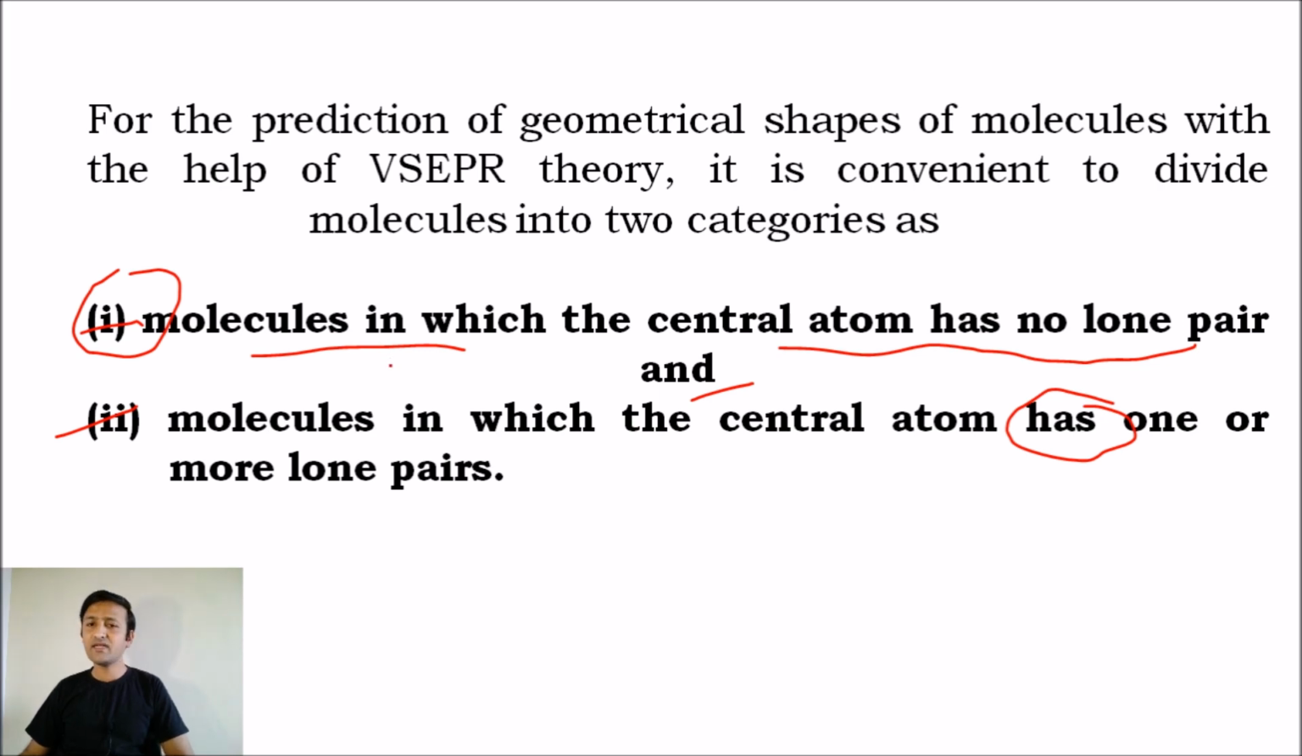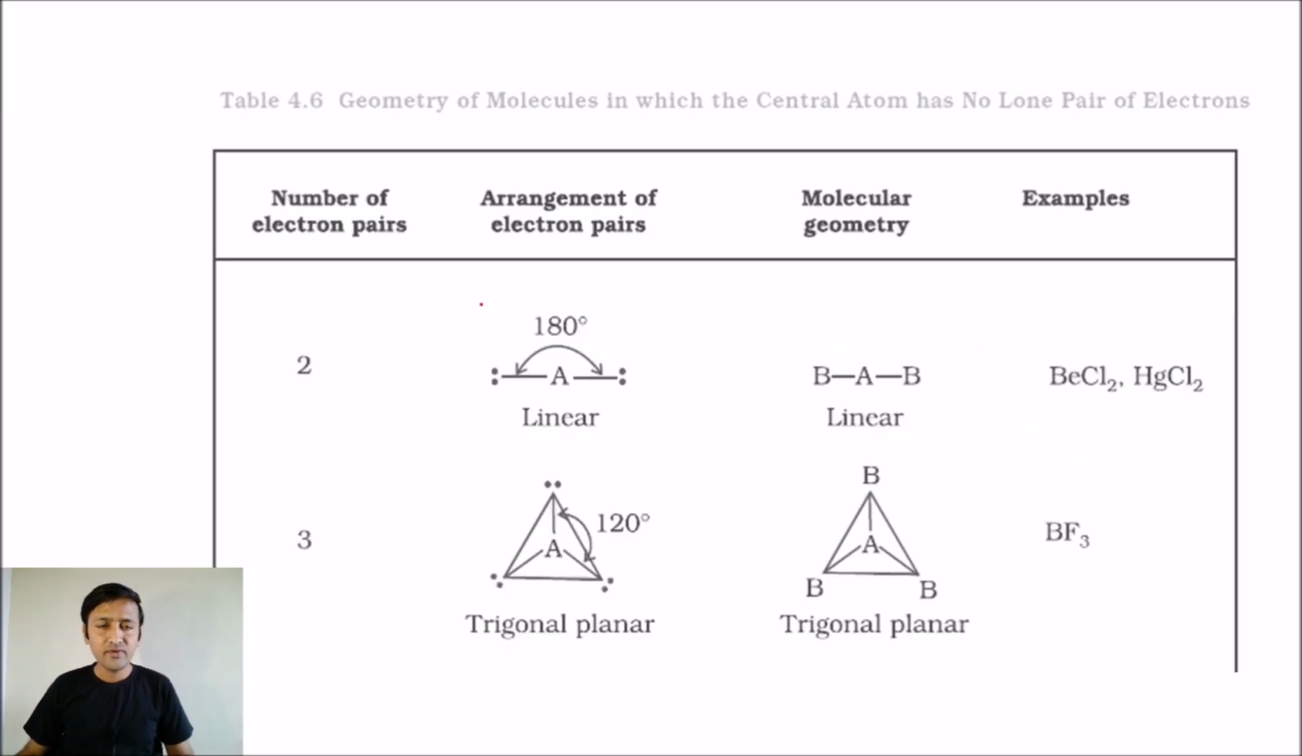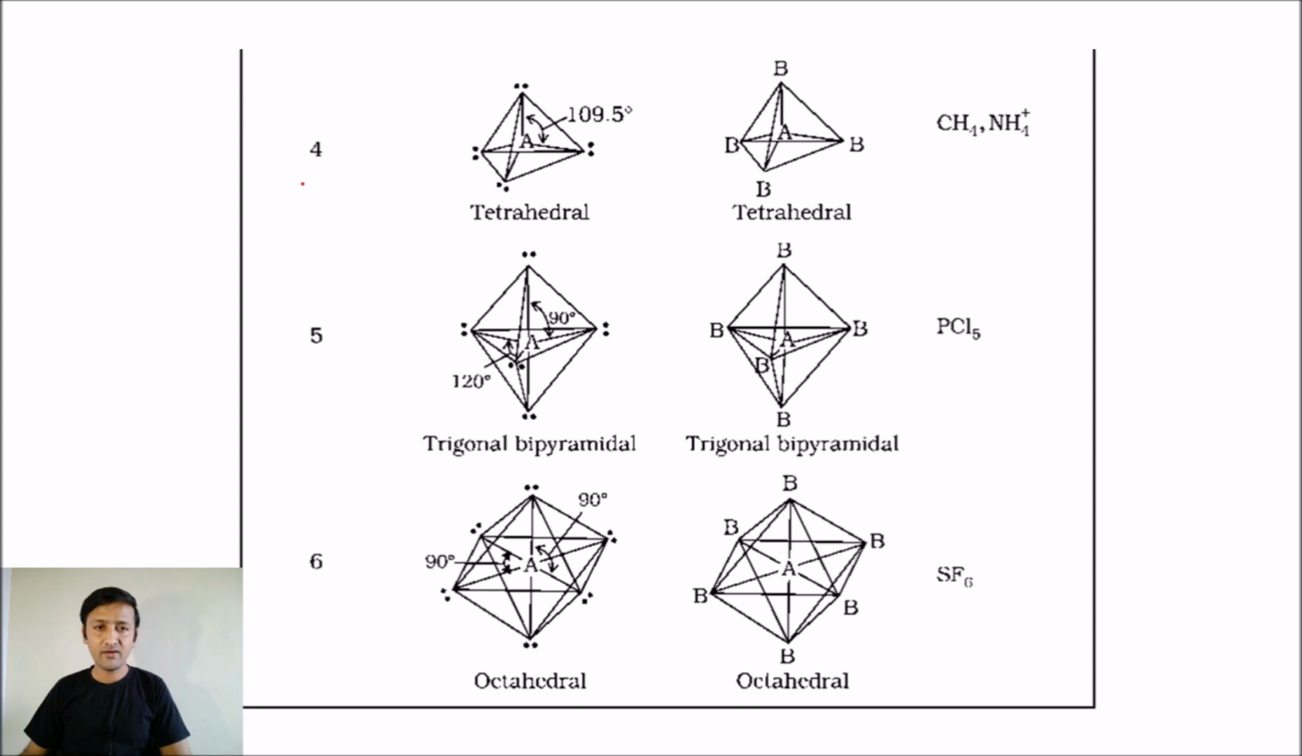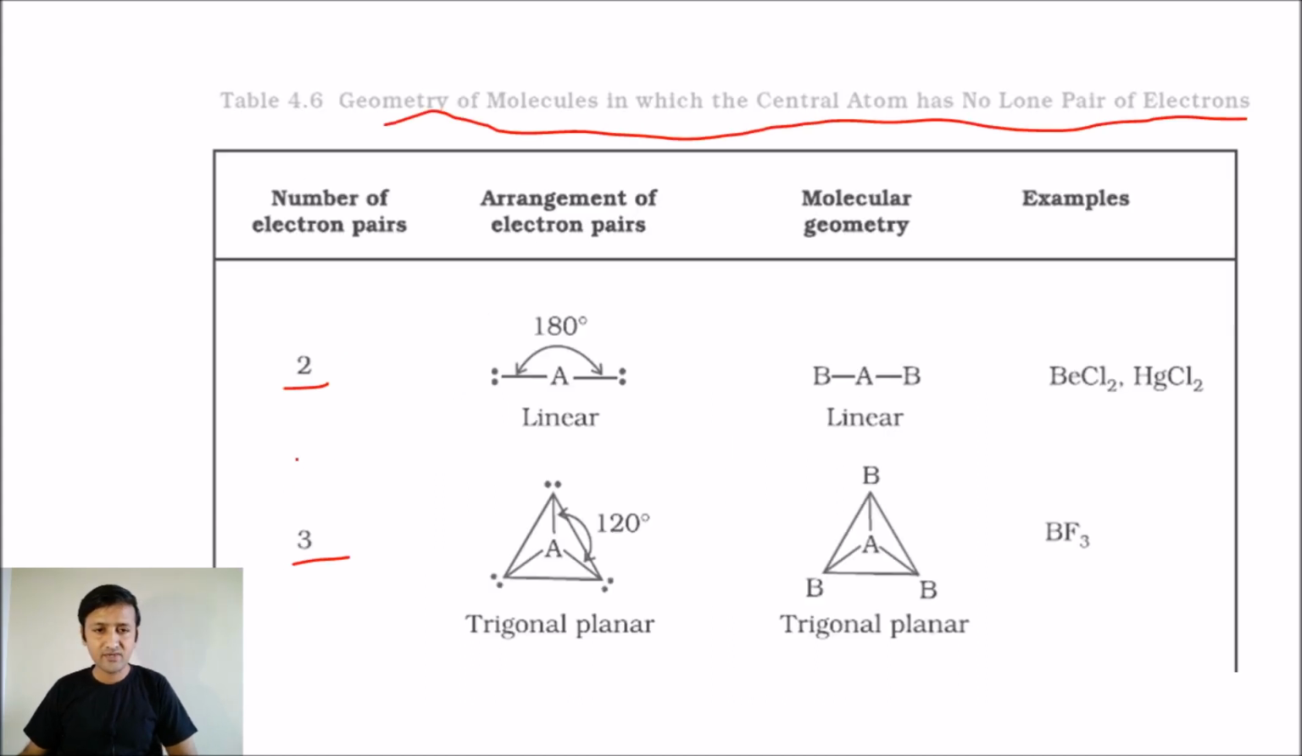Now let us take a table. This table shows the geometry of molecules in which the central atom has no lone pair of electrons, and it also gives examples. The number of electron pairs can be 3, 4, then we have 5 and 6. Let us take them one by one now.